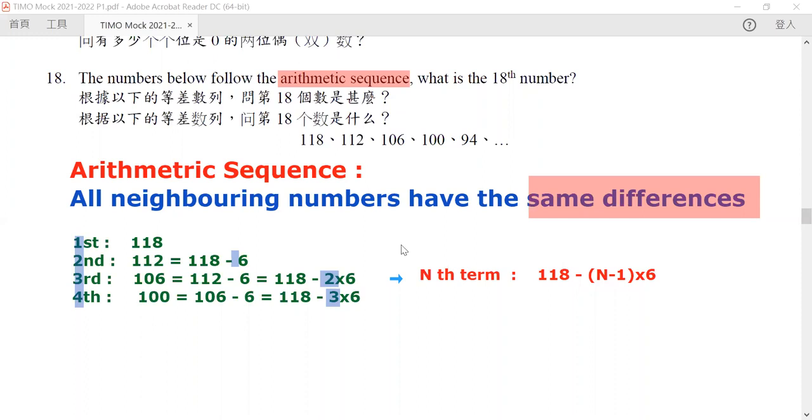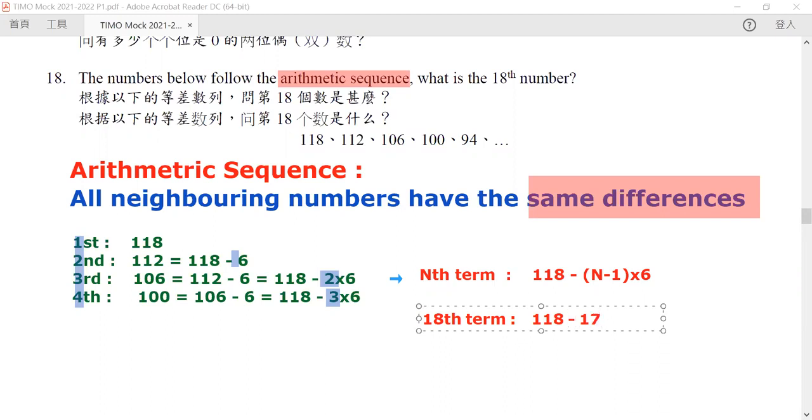So in particular, if it is our 18th term, we simply need to subtract 17 times 6. So our 18th term would be equal to 118 minus 17 times 6. Now, what is the result of 17 times 6? 17 times 6 is equal to 102, right? So our answer is equal to 16.